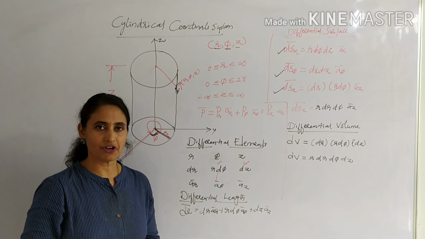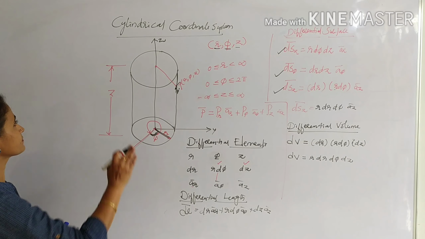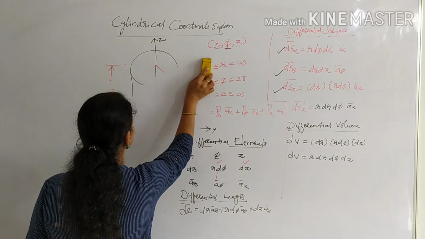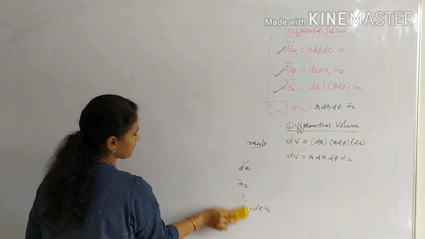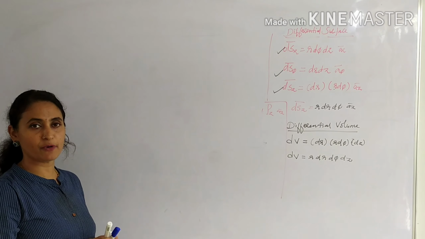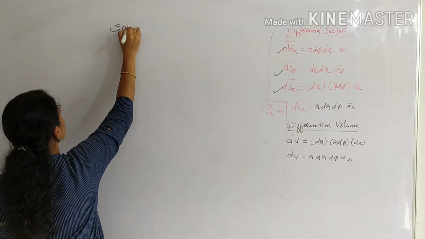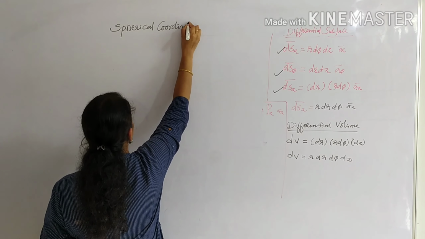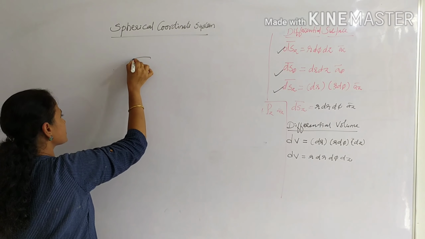Shall we move on to the spherical coordinate system? The third one? Yes, the spherical coordinate system. The spherical coordinate system is about one sphere, meaning one ball filled with a volume. Here we have one sphere.